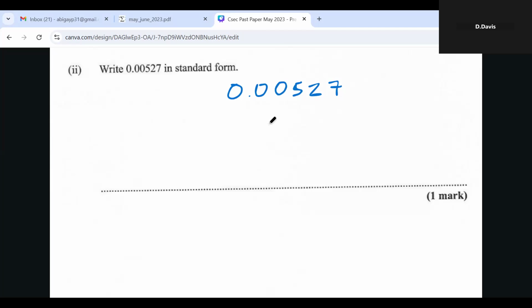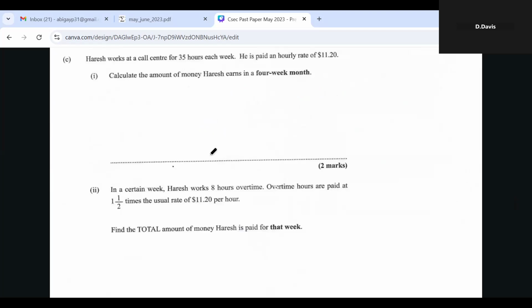All right, no problem. All right, so standard form. We're gonna jump till we make a number between 0 and 10. That's gonna be 5.27 times 10, and we jump 3 times to the power of 3. And that's how we write standard form.